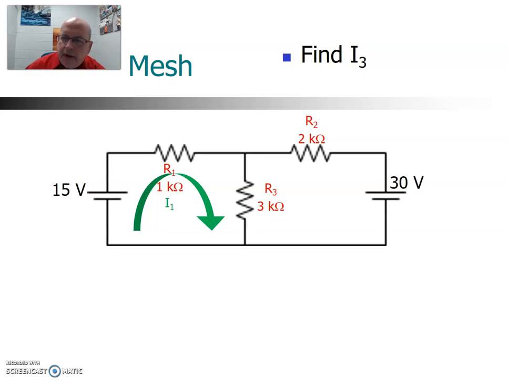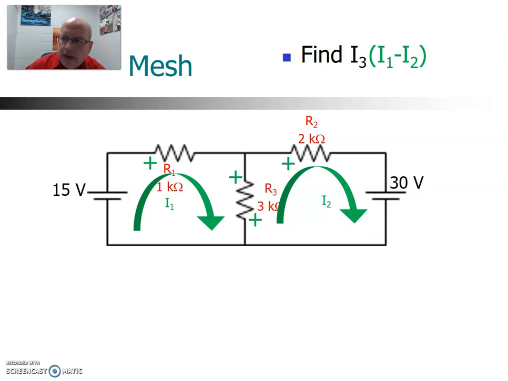We'll do the same thing with the next mesh. We'll call this one I2. And then we start writing our equations. Again, as a reminder, it's good to assign polarities. So when the current enters a resistor, we'll call that the positive terminal. And that will assist us in writing our KVL equations.